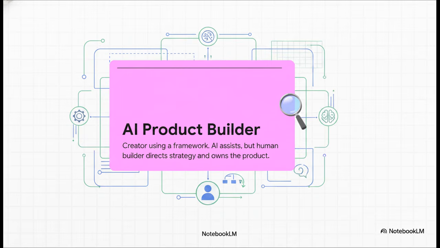We have to stop asking the AI to just do everything all at once. You need to step into the role of an AI product builder. What does that mean? It means you stop letting the AI randomly dictate what gets built, and instead you treat it like a highly capable assistant working inside a tightly controlled system.